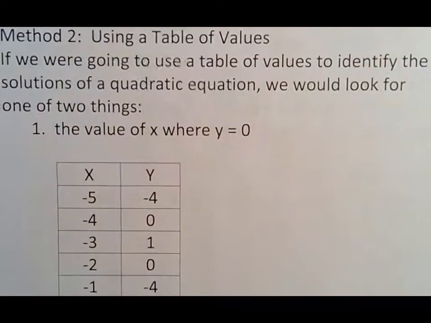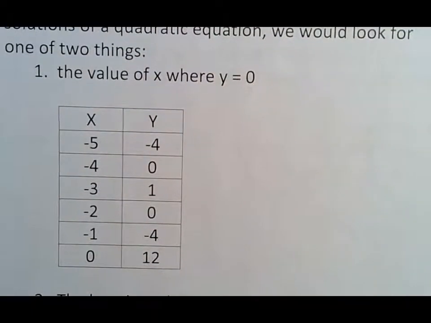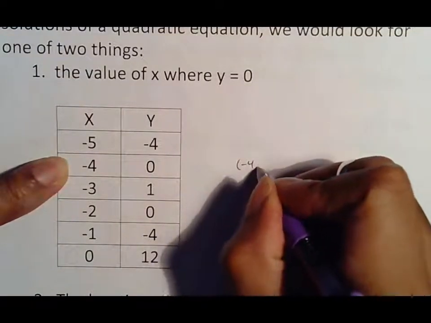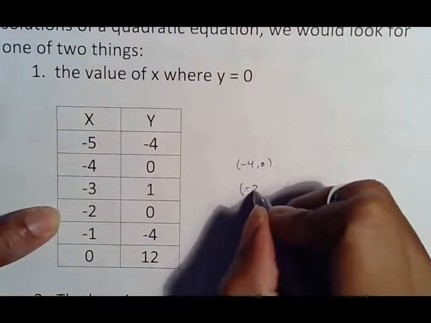The first thing we want to look for is where y equals 0, because remember, x-intercept, which is what solution is, means y equals 0. X-intercept means ignore y. We ignore y because it's 0. So if you're looking for the solutions on this, it would be at negative 4 comma 0. It would be at negative 2 comma 0.